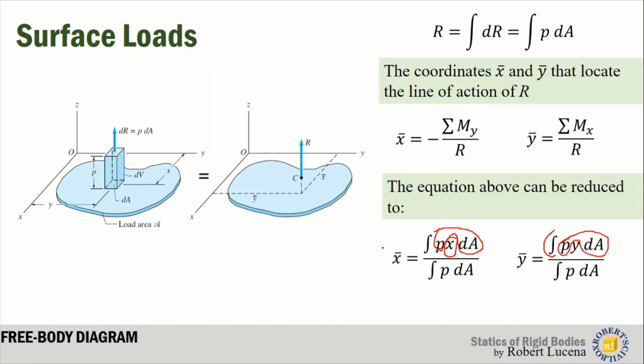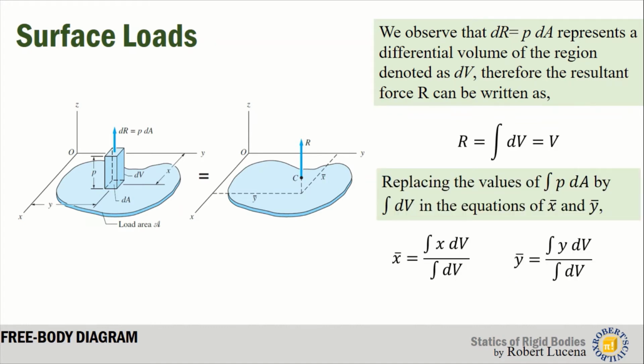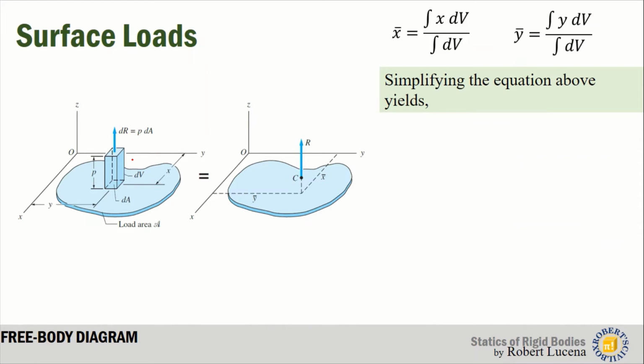Okay? And now the resultant could be replaced by the integral of pdA. And we can also observe that dR is equal to pdA, and that is the differential volume, which I have already discussed. Now, replacing the integral of pdA by the integral of dV, since we said that pdA is equal to the volume of this rectangular prism, and simplifying the equation from above yields that x bar is equal to the integral of x dV over V, and y bar is equal to the integral of y dV over V. Now what could we get from that?